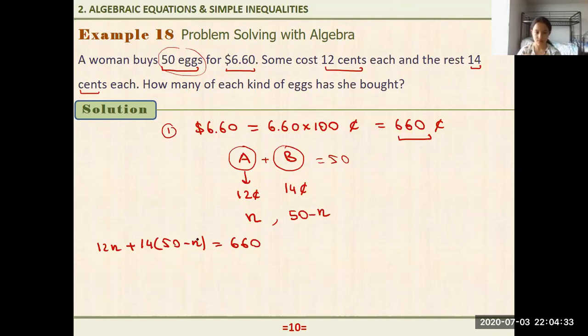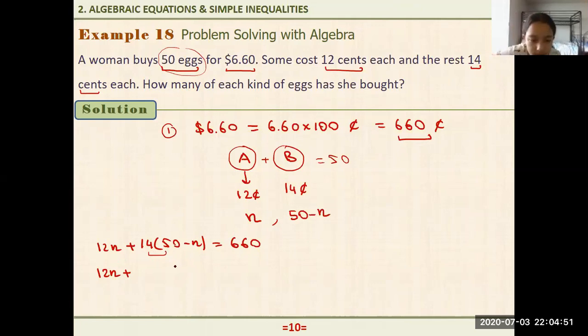So Shahina, now we need to solve this. To do this one, we have to simplify the left-hand side. So here we have 12n plus, what is 14 times 50? To multiply this first, multiply 14 by 5. 14 times 5, 70, right?